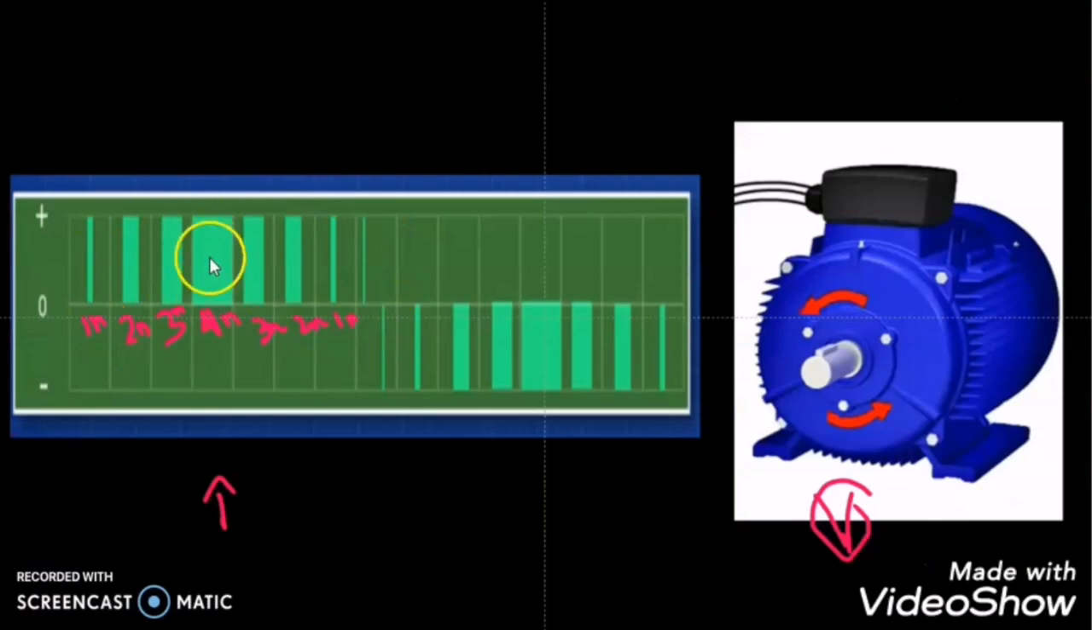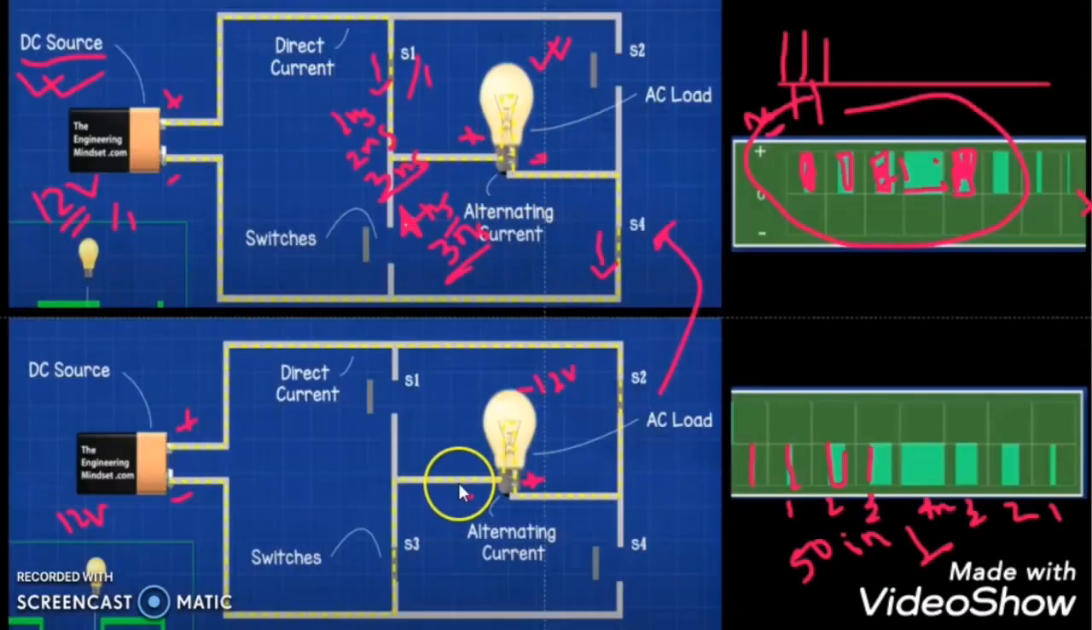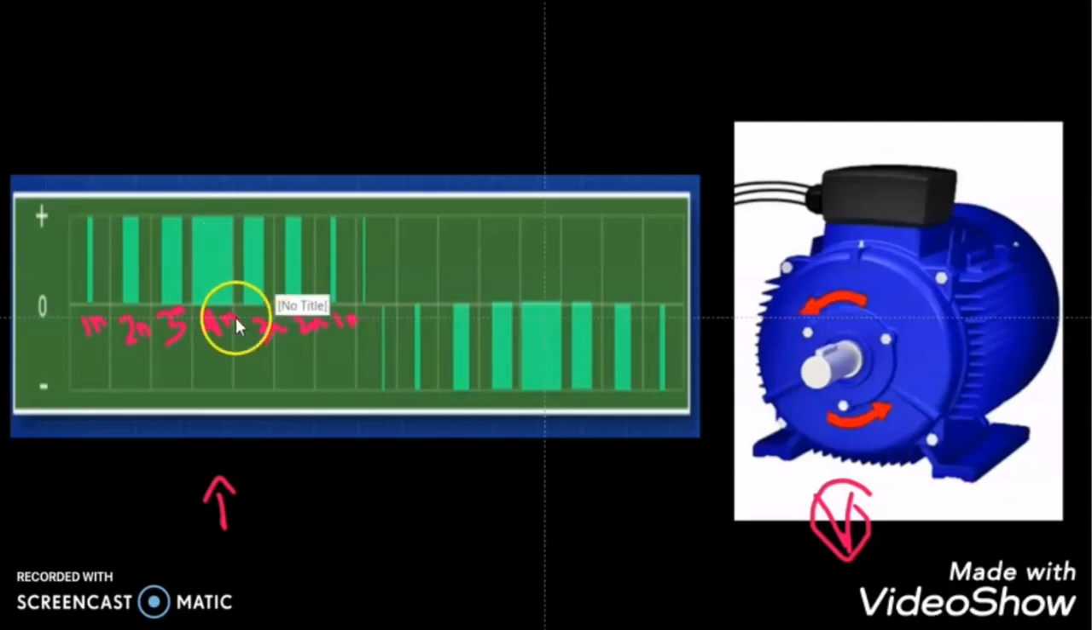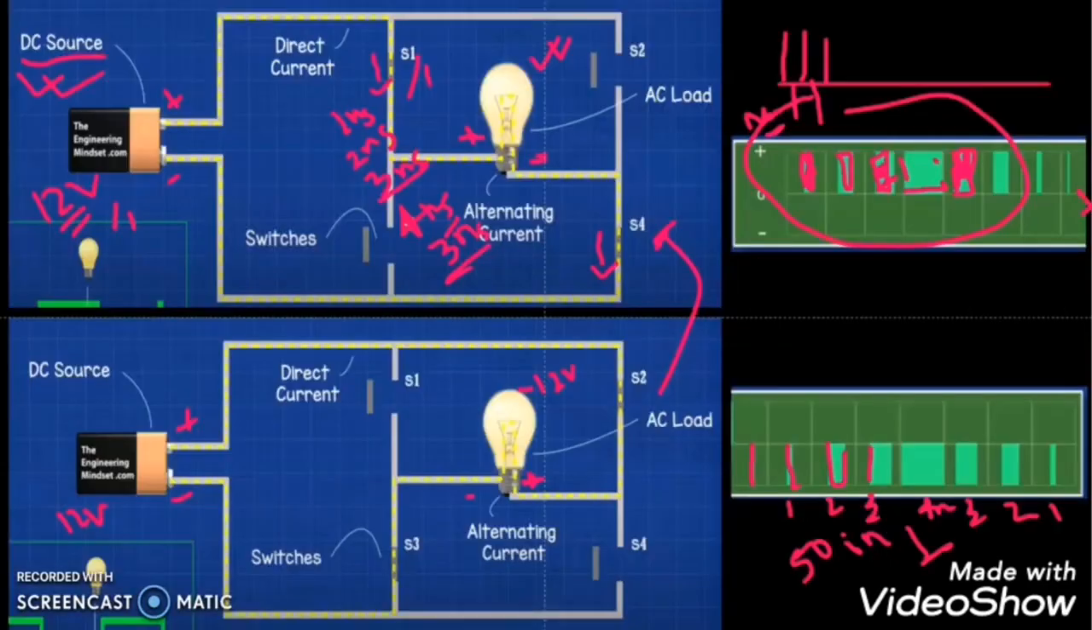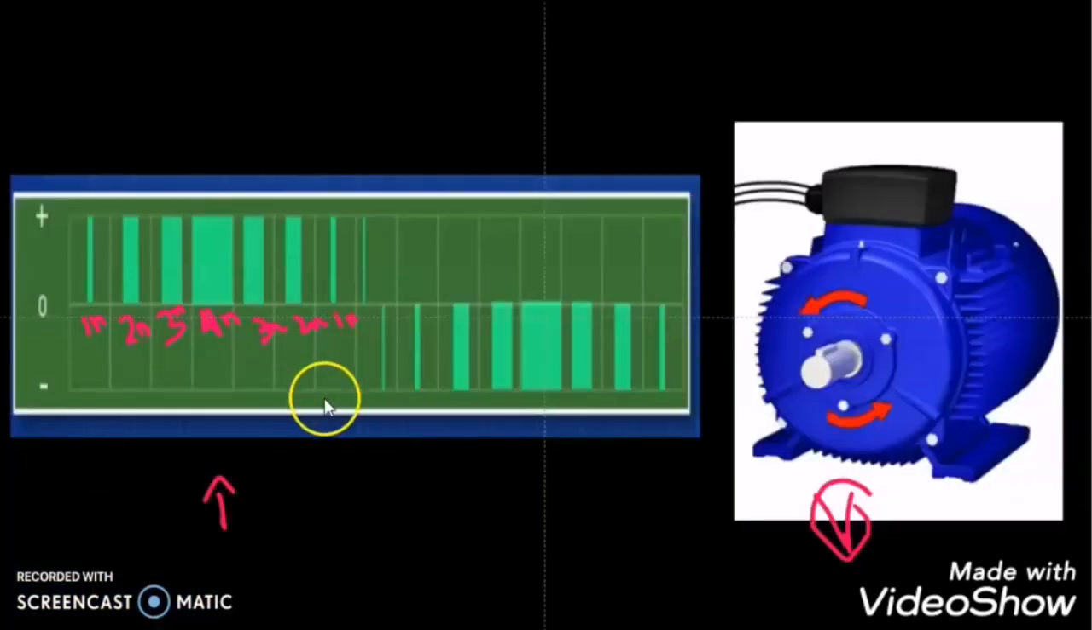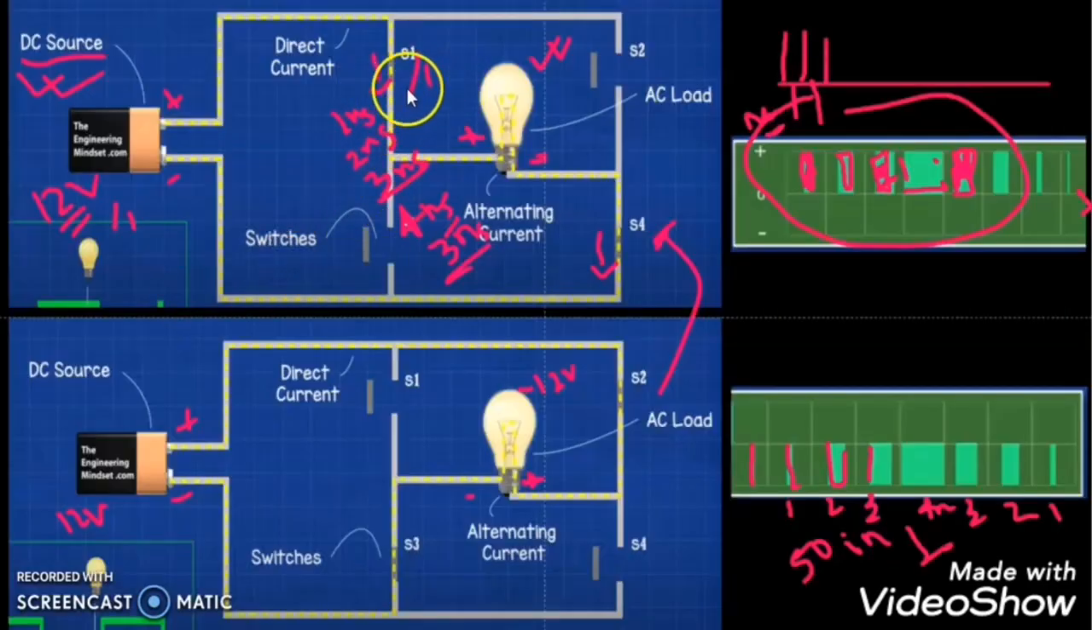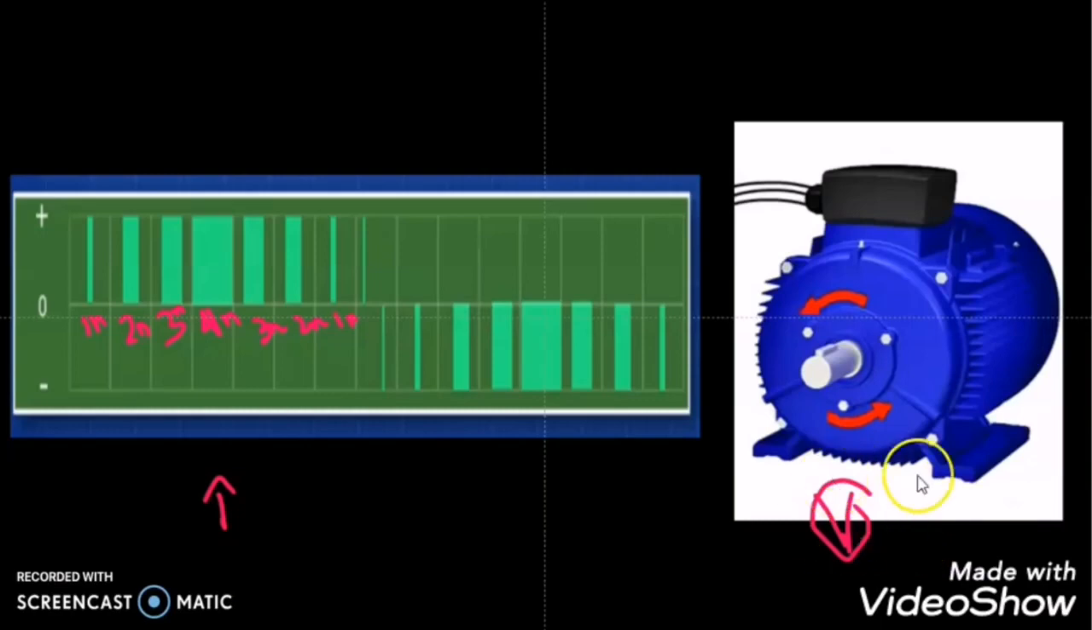Suppose at this time we switch from this circuit to this circuit, then this waveform will be in the opposite direction and we can say that it is one cycle. So if the number of cycles in one second increases, then the frequency also will increase. So by switching from one circuit to another circuit, the IGBT is changing the frequency, and by controlling the on and off duration, the IGBT is changing the voltage magnitude across the motor.